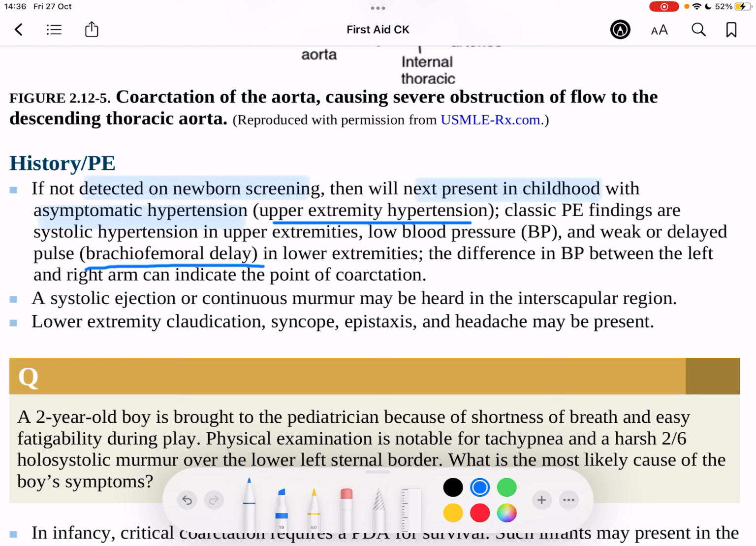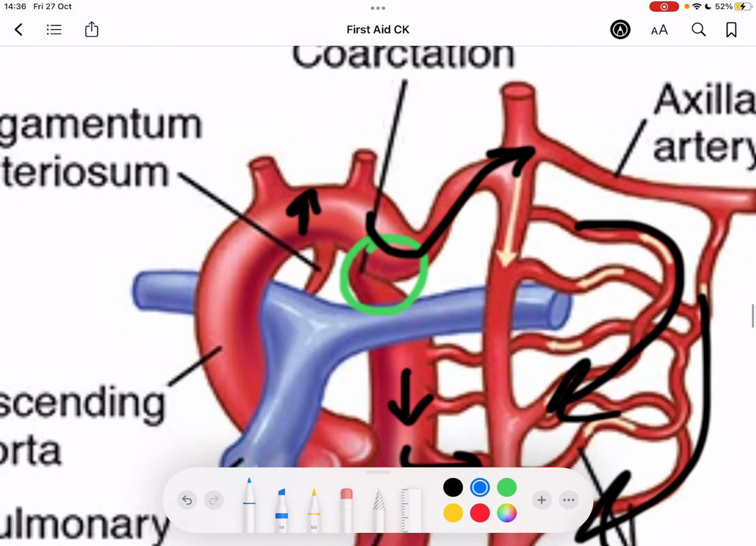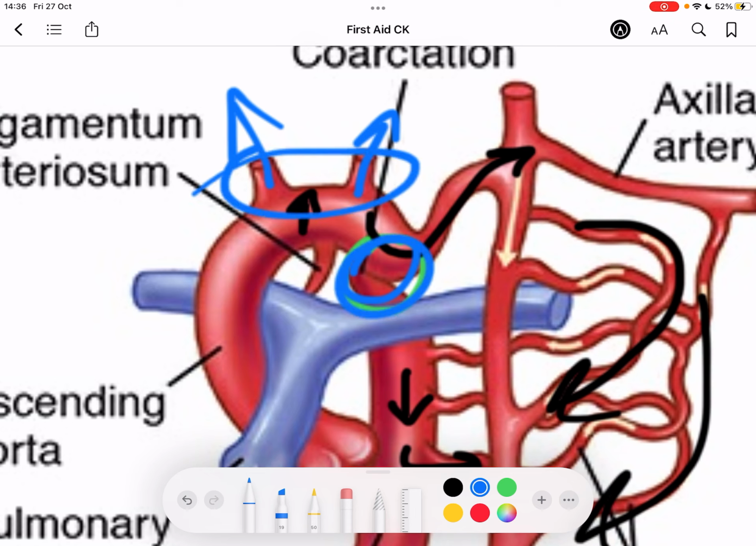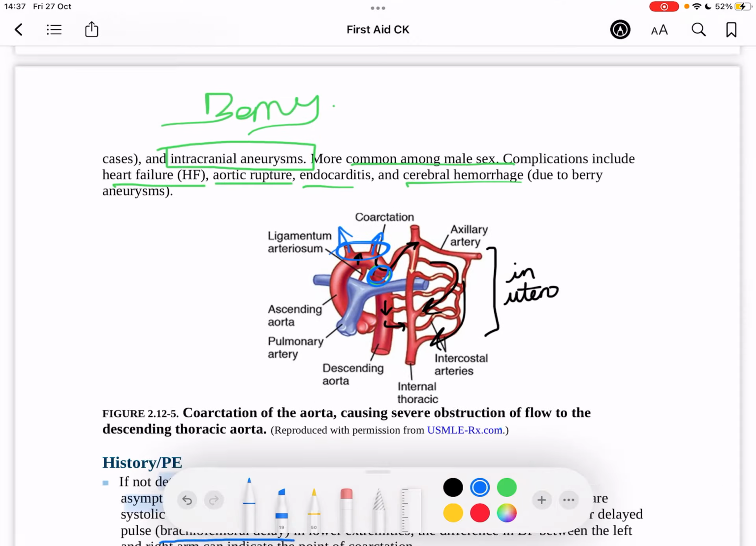The difference in blood pressure between the left and right arm can indicate a point of coarctation as well. So if the coarctation is, let me just show you, if the coarctation is before the brachiocephalic arteries, i.e. if the coarctation was here, we would have a blood pressure discrepancy between the arms. But obviously in this specific picture, the point of coarctation is after the brachiocephalic arteries, i.e. your subclavians and your internal carotid and your common carotids. Therefore, the blood pressure will be the same in both arms. So really, the signs and symptoms do depend on the presentation clinically.